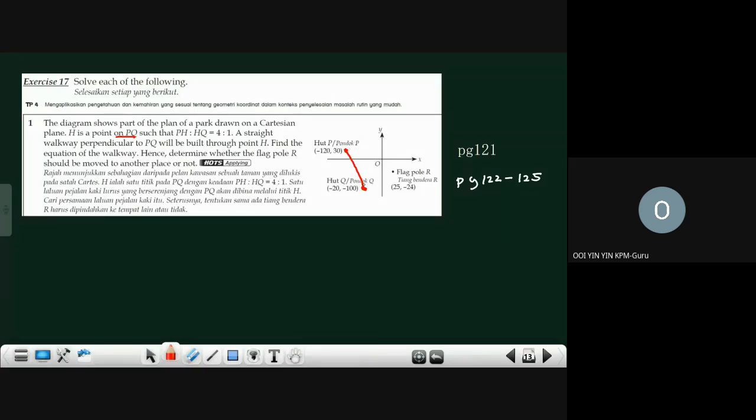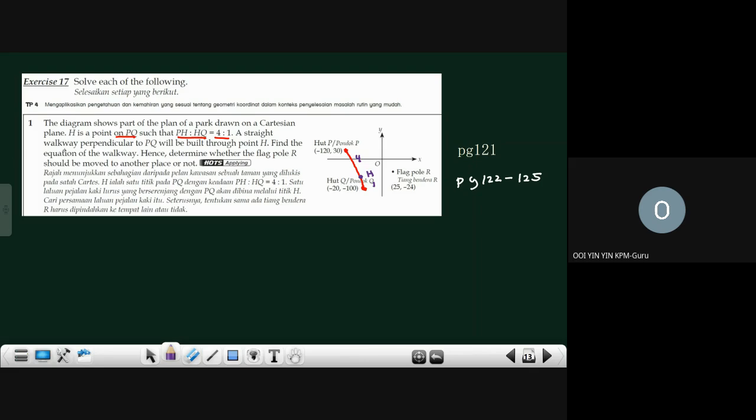That means your H is somewhere here on your PQ, such that PH to HQ is 4 to 1. As you can see here, that means your PH is 4, and then H to Q is 1, so your H will be somewhere here. So this part is 4 and this part is 1. So this is your H. Agree with me? For the proportions 4 to 1, that means your PH will be longer than your H to Q.